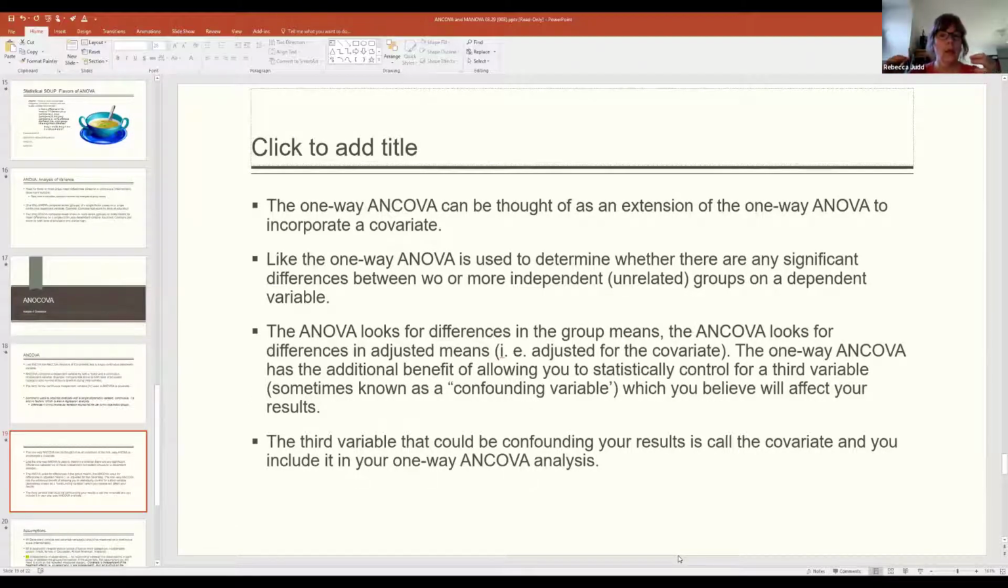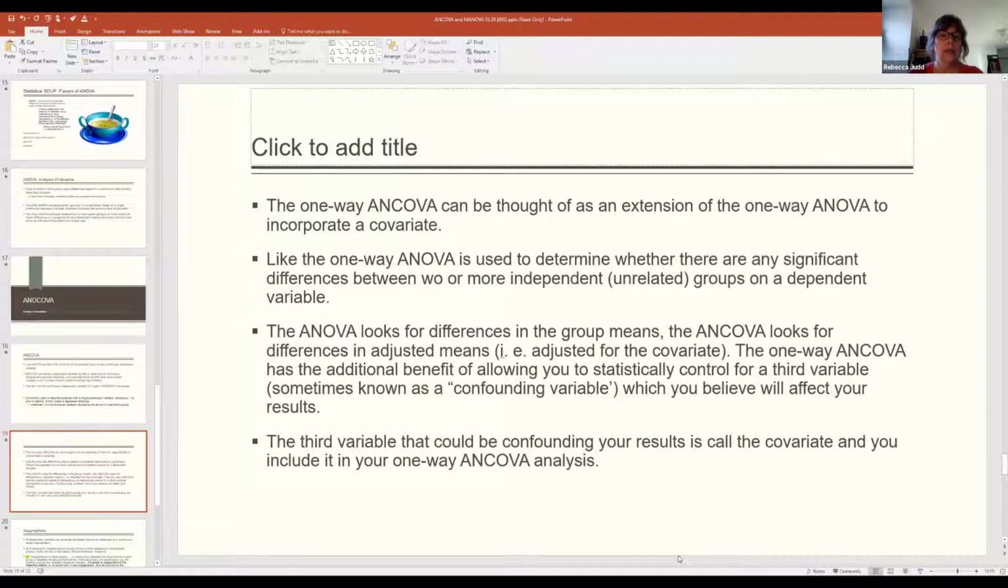So the one-way ANCOVA is an extension of the one-way ANOVA, and it incorporates that covariate, that other variable that could be a confounding variable impacting that relationship, okay? We want to use it to determine if there are any significant differences between two or more independent, unrelated groups on a dependent variable. So remember, our groups have to be unrelated. The people can only be in one of them.